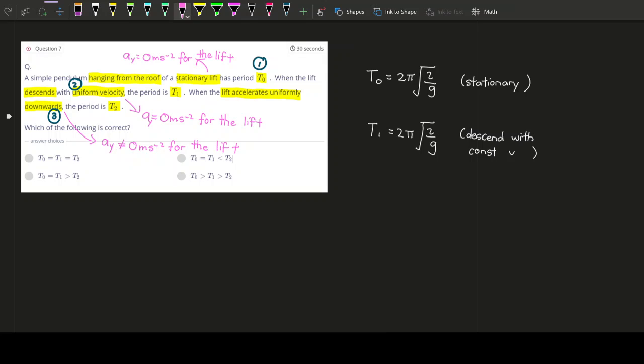How it changes is actually a bit out of the syllabus. It's related to something called pseudo force actually. Or if you never heard of pseudo force, you probably heard of fictitious force.